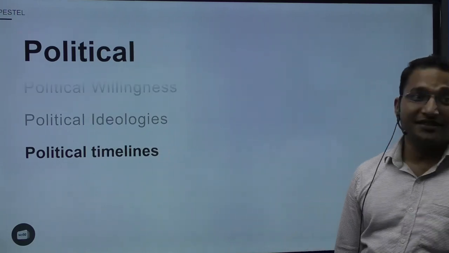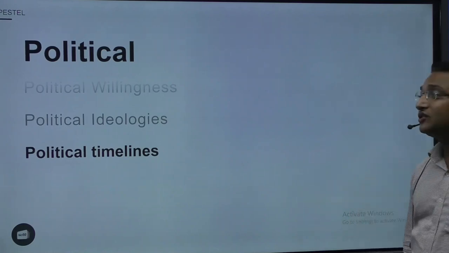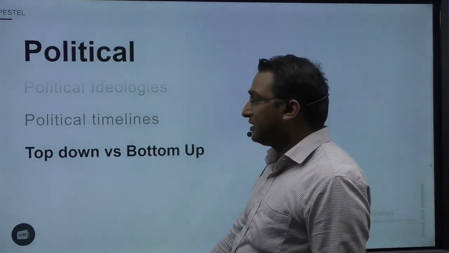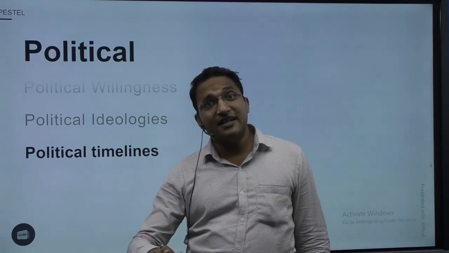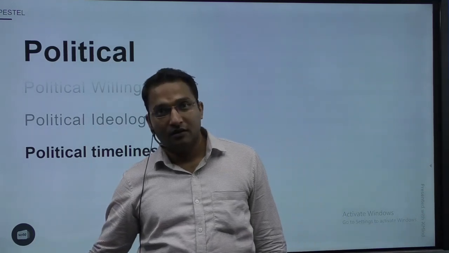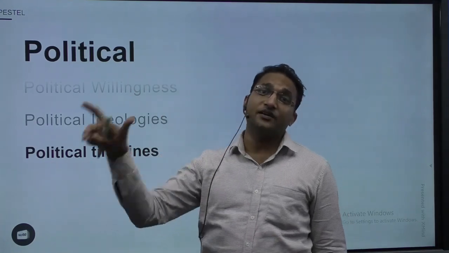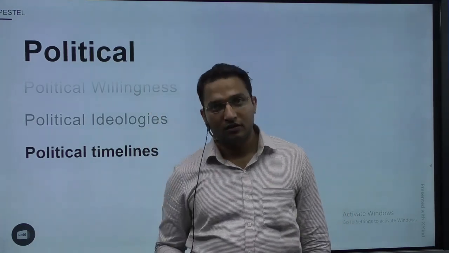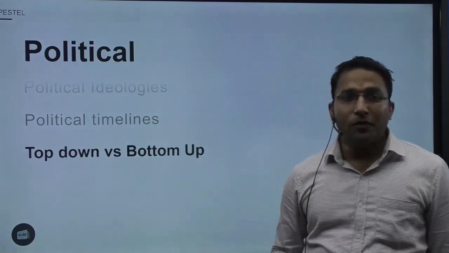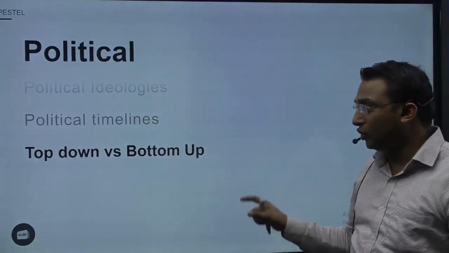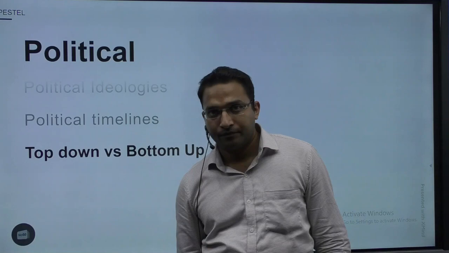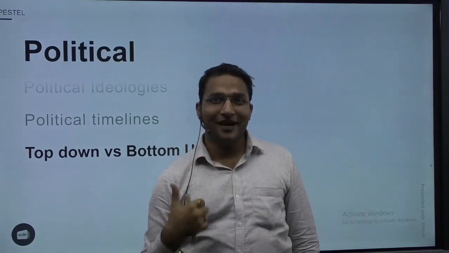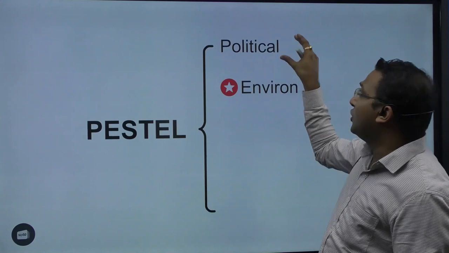So, political ideologies. Then, political timeline. You can mention the political timeline. Like, till 1967, we had one party rule. It was the Congress era. 1967 to 1990 was a different era. After 1990, we had coalition governments. Mandal Kamandal politics. From 2014 till now, we have one party rule. Right? Top down versus bottom up approach. Because in India, we had the Planning Commission. That Planning Commission was making the policies from the top rather than from the bottom. Right? So this is the political approach.